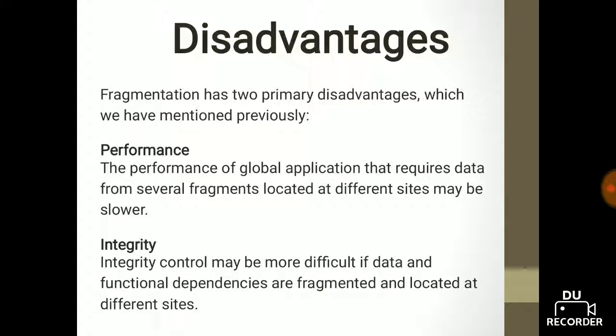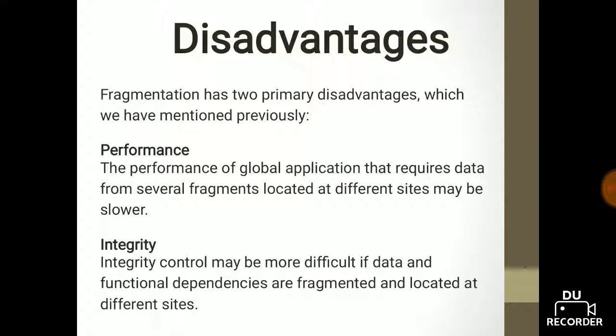So later it is disadvantages. There are primarily two disadvantages which we have mentioned previously. The very first is performance, another one is integrity. How does performance go down? The performance of global applications that require data from several fragments located at different sites may be slower. And integrity control may be more difficult if data and functional dependencies are fragmented and located at different sites.